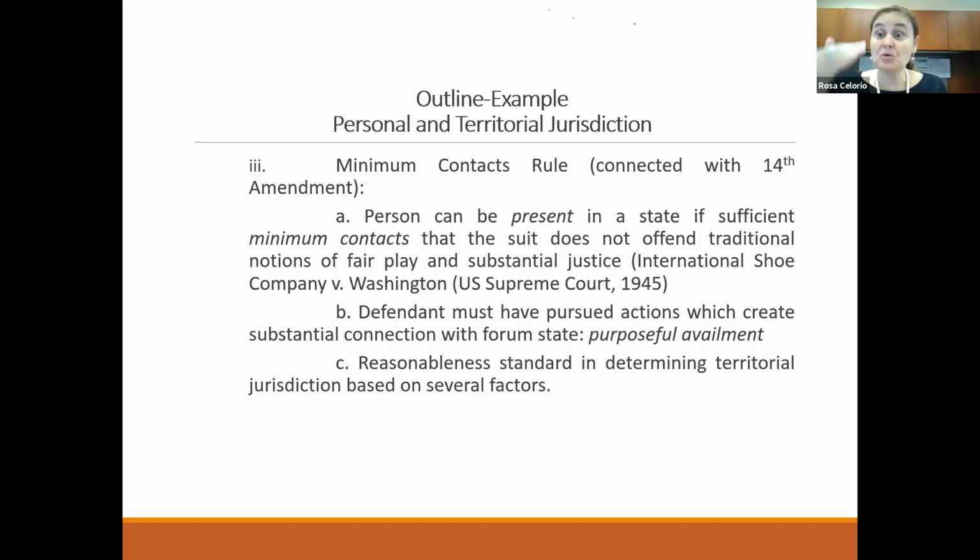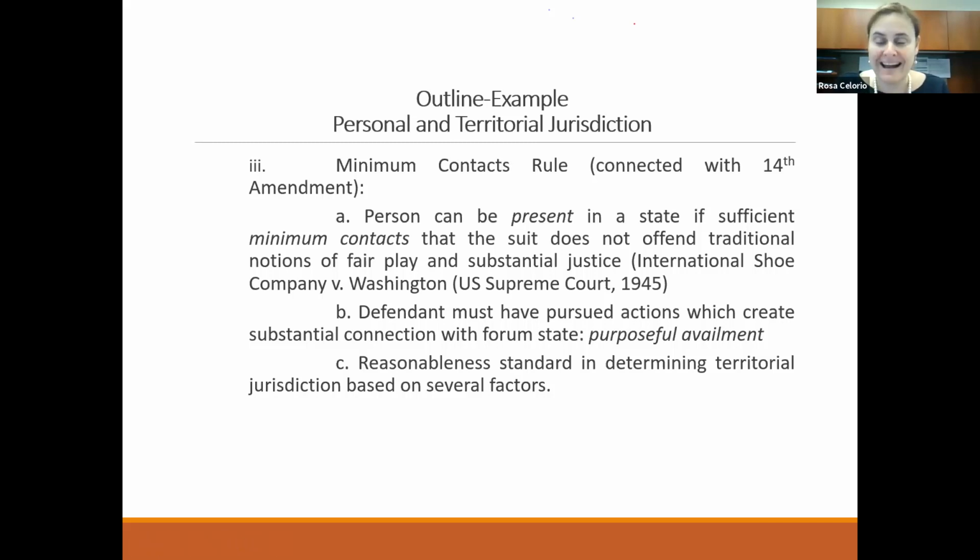And remember the principles under that minimum contacts rule. A person can be present in a state if sufficient minimum contacts are present, so that the suit does not offend traditional notions of fair play and substantial justice, right? And this is International Shoe Company versus Washington. This is one of the originating cases that is relied upon by the US Supreme Court when it makes its ruling. And remember that purposeful availment.